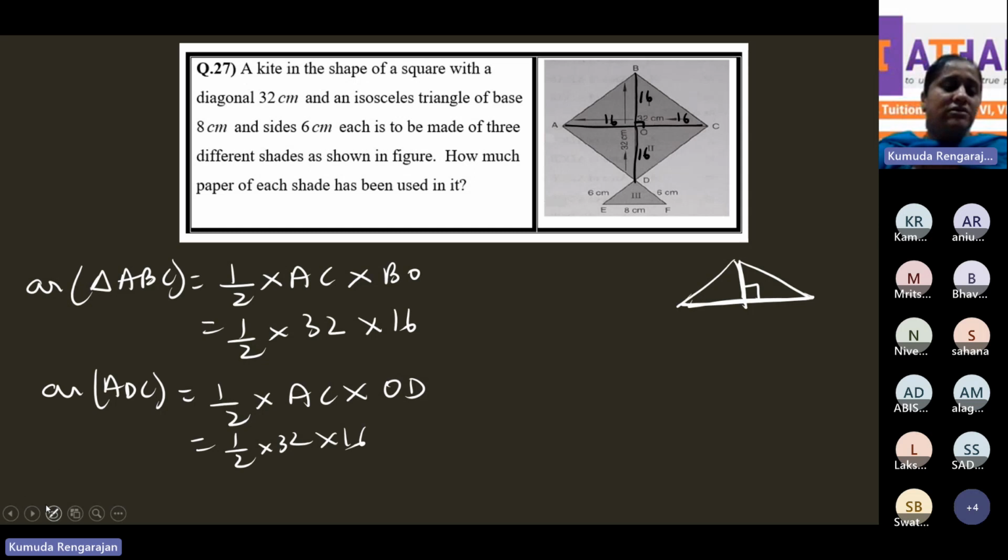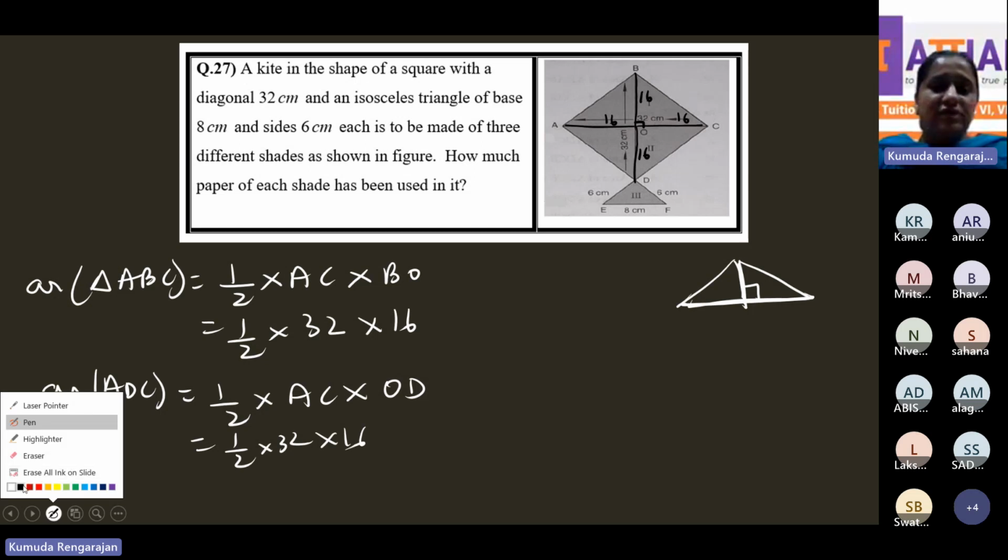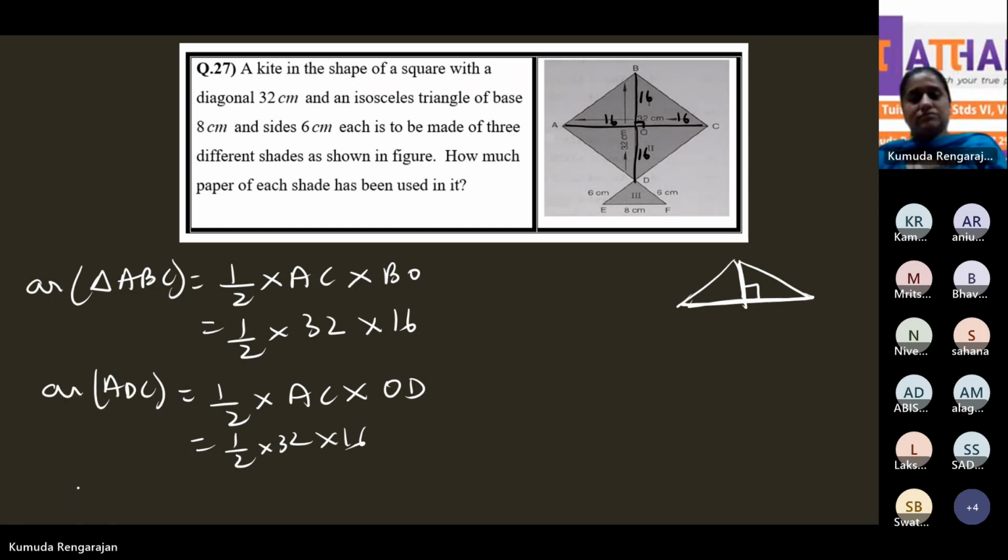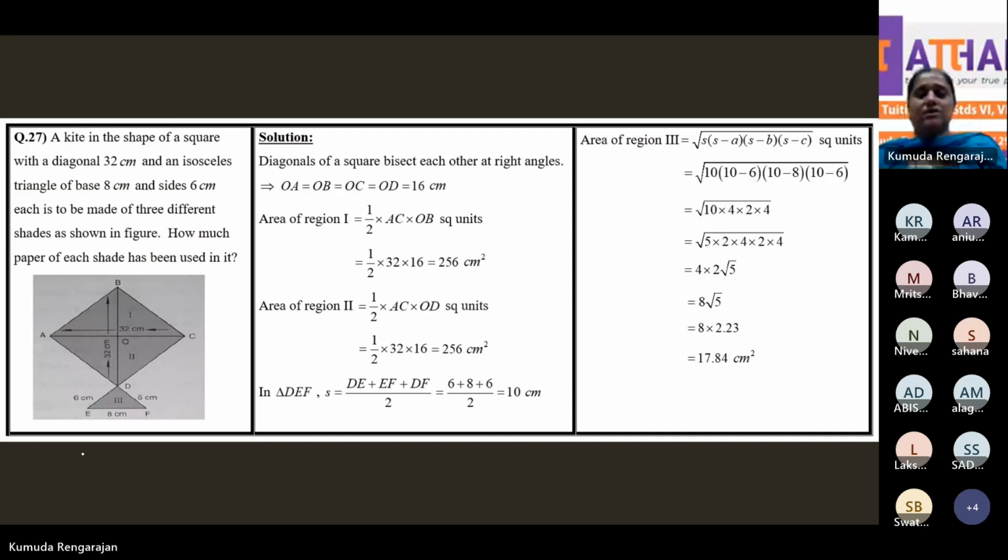So this is how you find the area of the three different parts, because these three parts are made of different colors. If they ask you to find the area of the kite, add all three, and that will be the area of the kite. That's what you see here, children. You can see here region 1, region 2, and region 3.